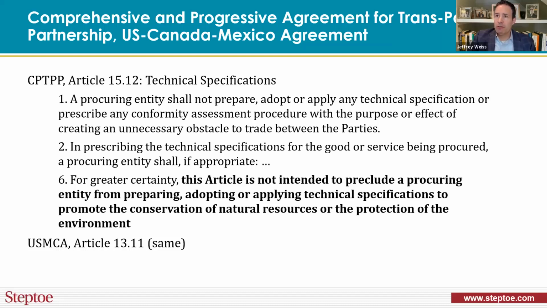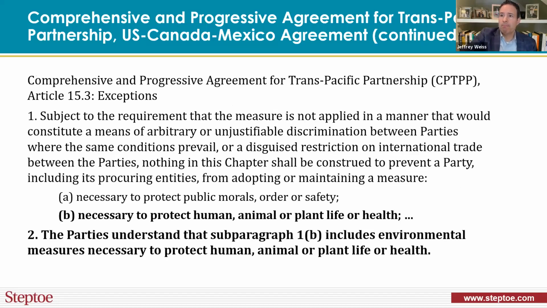Similar language in the Comprehensive and Progressive Agreement for Trans-Pacific Partnership and the US-Mexico-Canada Agreement. As you can see here, it's in paragraph 6, similar language, also USMCA Article 13. And here's more language in the exceptions for the CPTPP that measures are able to be taken to protect human, animal, or plant life or health.